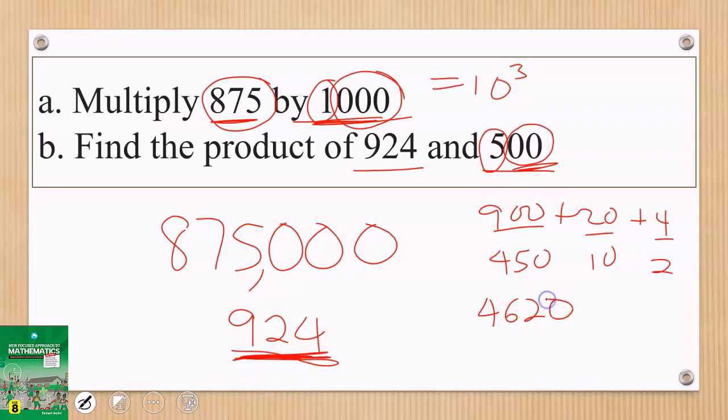And we attach 0 to make it 4,620. Now, what it means is that this number times 5 is equal to 4,620. And again, what I did was that I just divided this number by 2 and attached 0. And that is how we multiply any number by 5 in a very short way, or in the easiest way. Now we are going to attach our 2 zeros to this to give us the result of 924 times 500, which will give us 462,000. So that is the answer for these two questions.